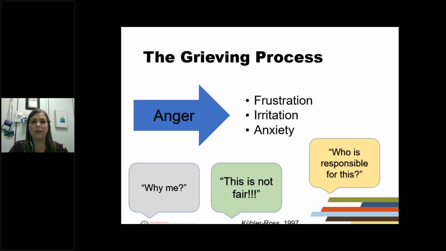The second stage in the grieving process is anger, and some reactions that we can associate with anger are frustration, irritation, and anxiety. The expressions associated with people in this specific stage could be, why me? It's a way of trying to understand what's going on or to deal with it. This is not fair. Who is responsible for this? So in the anger stage, sometimes people are searching for answers or explanations that could help them understand what really is going on.